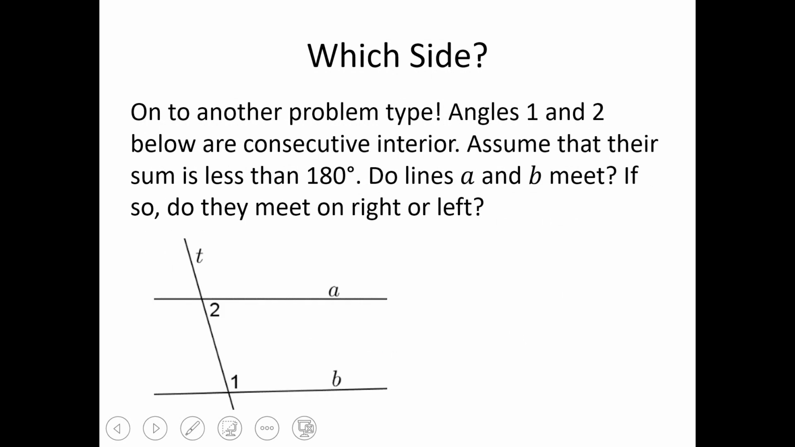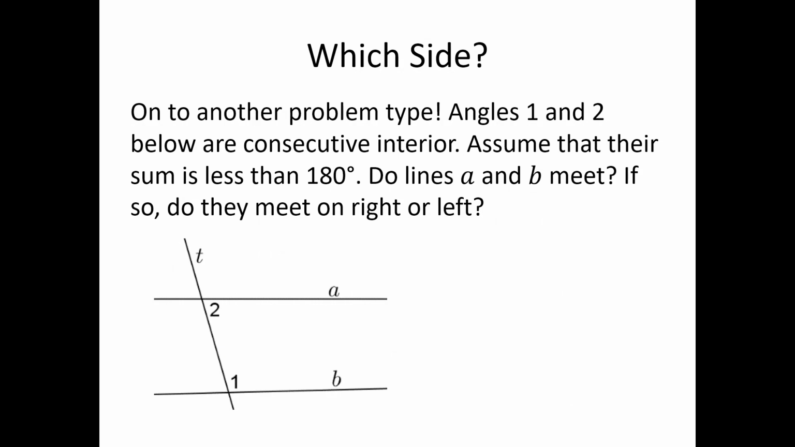Here's another nice little problem. Let's say that we have the setup that you see, two lines A and B with a transversal T and a pair of consecutive interior angles 1 and 2. And those angles are not supplementary. As a matter of fact, 1 plus 2 is less than 180 degrees. Okay, so I have two questions. First question, do lines A and B meet? The answer is clearly yes.